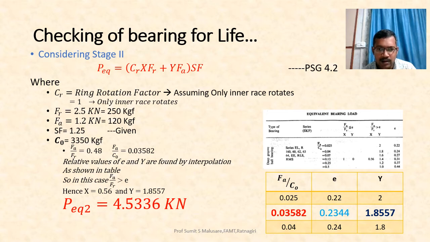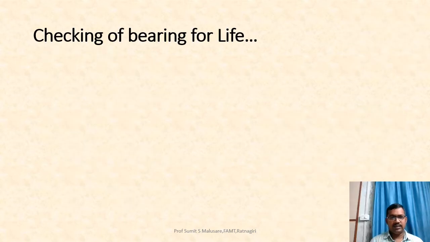If FA by FR is greater than the value of E, then the corresponding value of Y can be found out by interpolation, and that comes out to be 1.8557 as shown. So X is equal to 0.56, Y is equal to 1.8557. Then P equivalent 2 comes out to be 4.5336 kilonewtons.